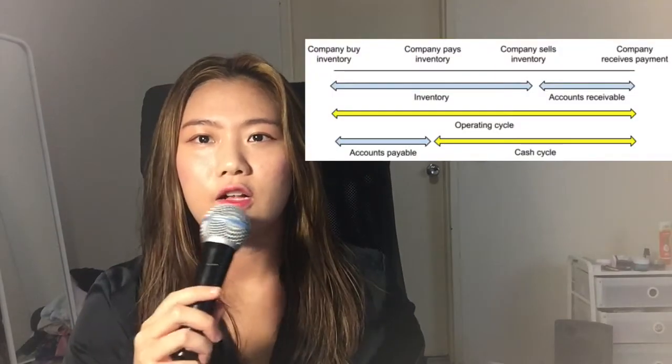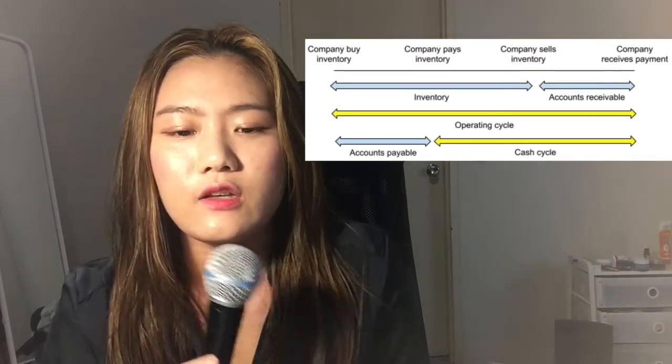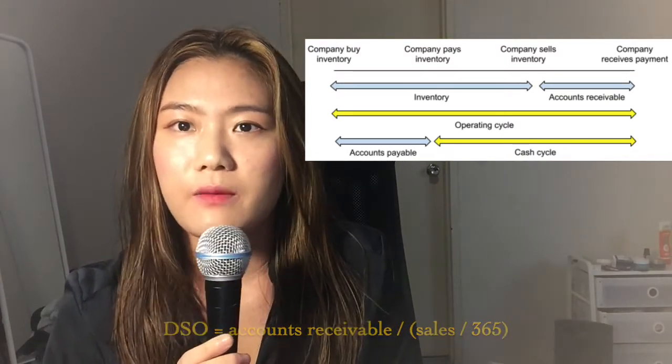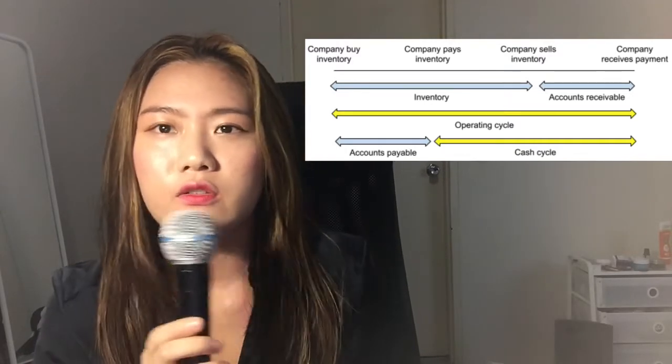So how do you measure working capital requirements? In order to calculate the cash conversion cycle, we'll look at the different elements inside. So how do you calculate days of sales outstanding? This is accounts receivable divided by revenue or sales, divided by 365 days. In Australia, it's 365 days.